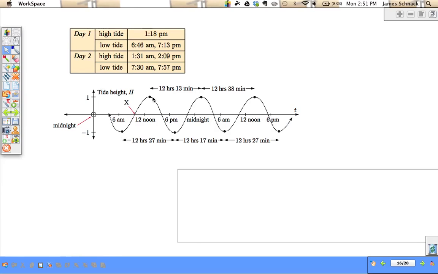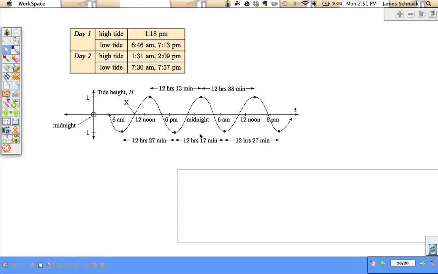And if we plot these times of high tide and low tide, what we find is that they're pretty much evenly spaced out. And the differences between high tides: 12 hours 13 minutes, 12 hours 38 minutes; the low tides, 12 hours 27 minutes, 12 hours 17, 12:27. I mean, yeah, they're different, but with regards to data collection, it's not really that different.